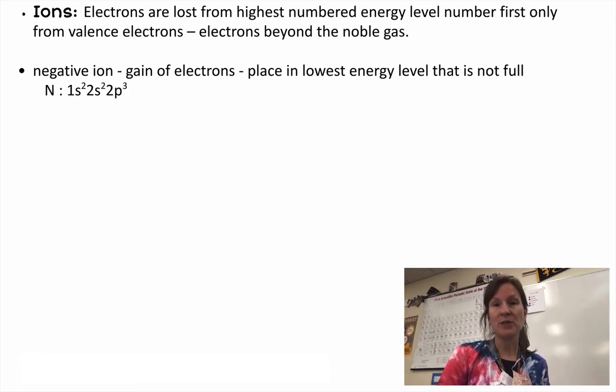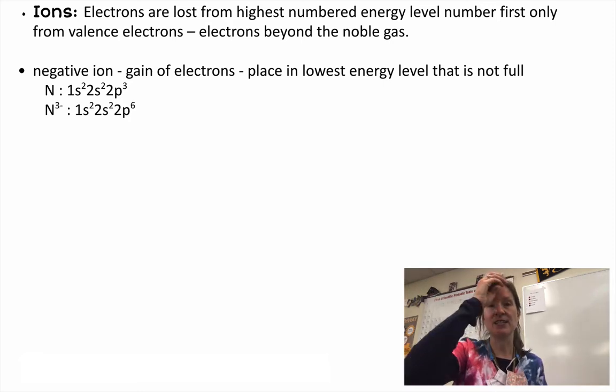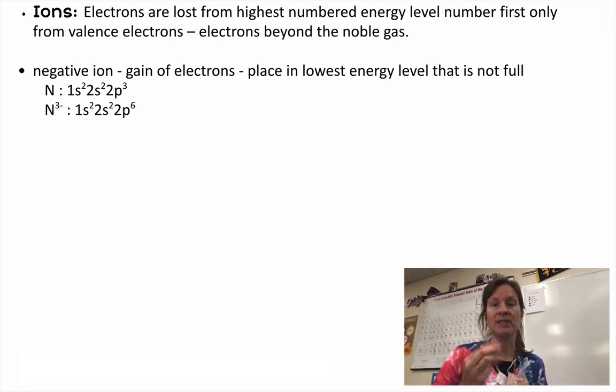For example, if I'm doing the negative ion for nitrogen, nitrogen's neutral complete electron configuration is 1s2, 2s2, 2p3. A really common ion for nitrogen is the -3 ion, which means it's gained 3 extra electrons. I can place all 3 of those into my 2p because I have room for 3 more.